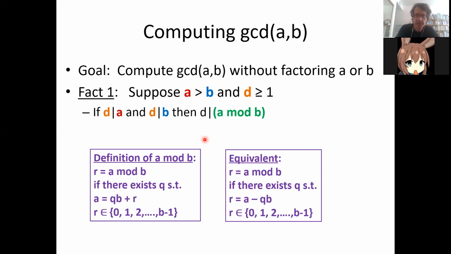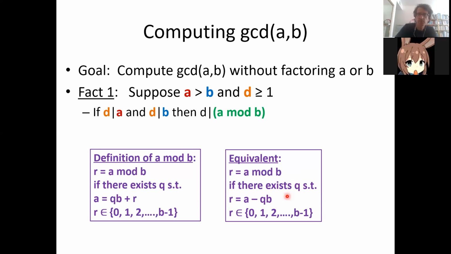It's an easy fact to observe, because A mod B is the remainder of the integer division of A by B. That means there is some quotient such that you can represent the remainder, meaning A mod B, as A minus that quotient multiple of B.